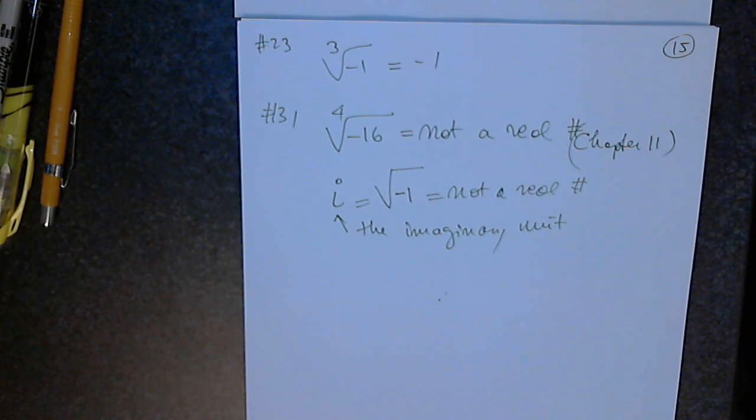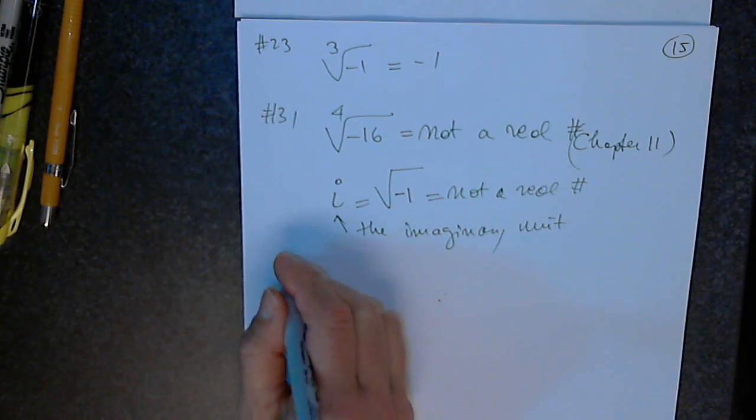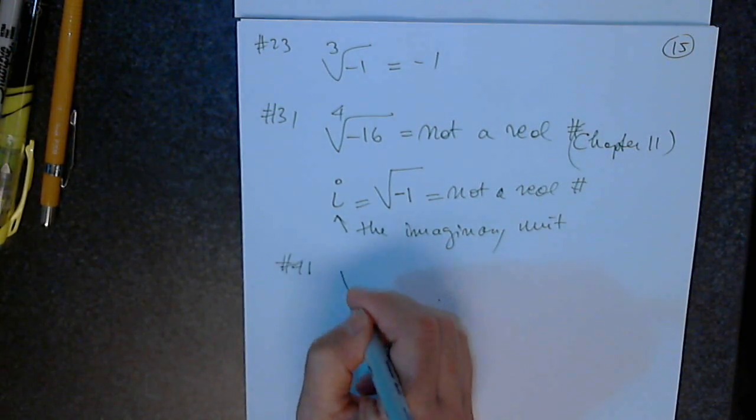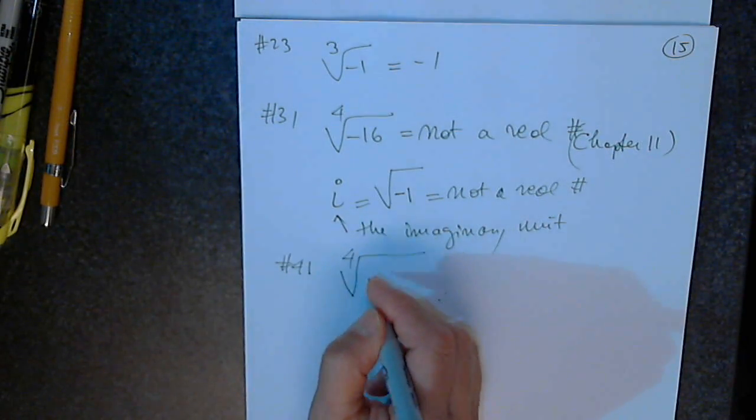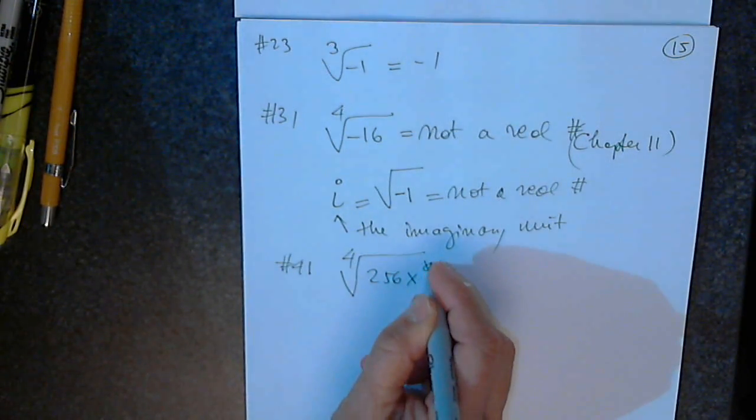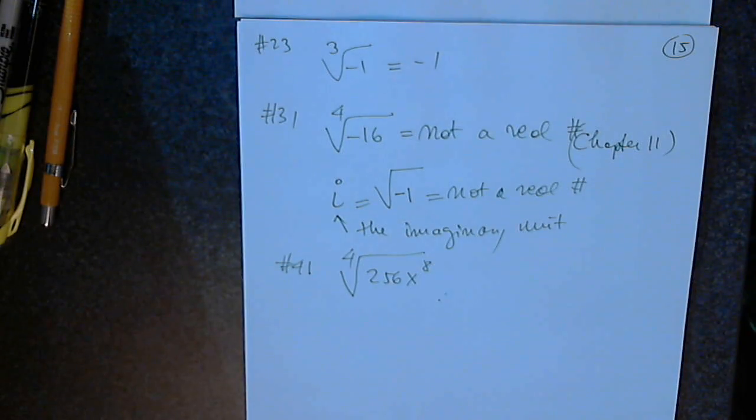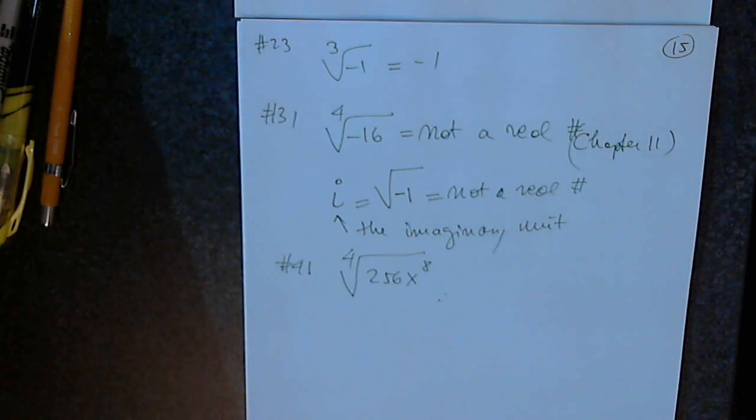Okay, 41. The 4th root of 256 x to the 8.